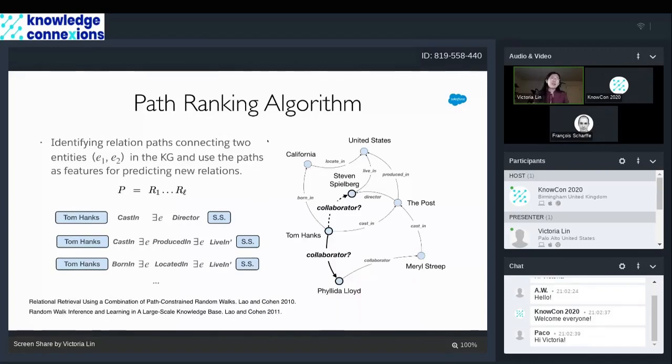For example, as shown in the example knowledge graph here, the knowledge graph is basically storing information around movies, directors, and actors. And here we want to learn, do Tom Hanks and Steven Spielberg have a collaborator relationship? So a path-based algorithm will try to find possible paths connecting Tom Hanks and Steven Spielberg, and use those paths to predict whether there could be a direct connection related to collaborator between these two entities.